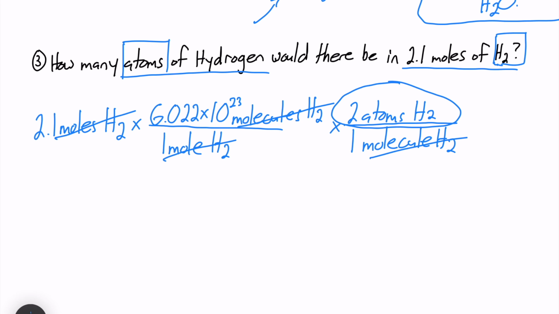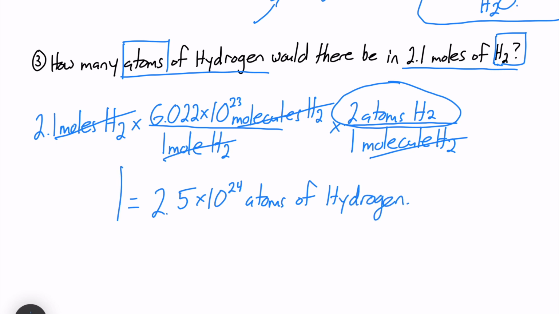And you will type 2.1 multiplied by 6.022 times 10 to the 23 multiplied by 2. Okay, and I'm going to write my answer down here. I don't have a ton of space. What you should find on your calculator with significant figures, you should get 2.5 times 10 to the 24 atoms of hydrogen. Okay, so atoms of hydrogen.